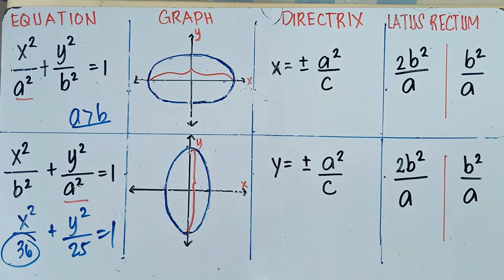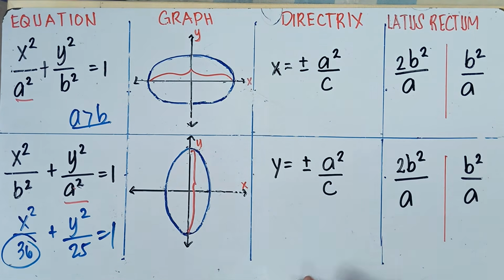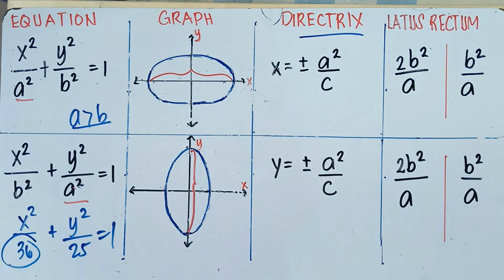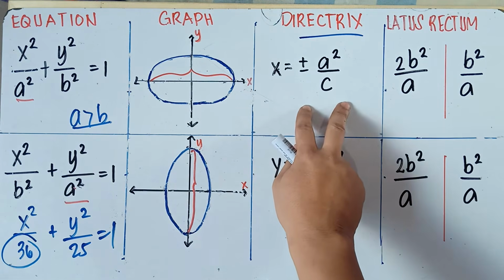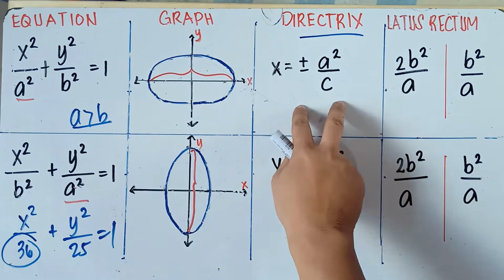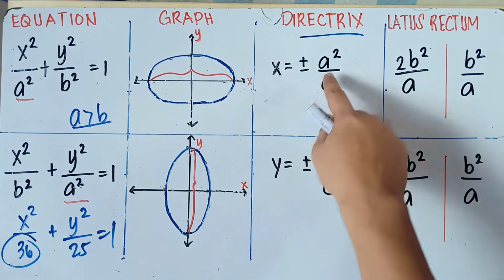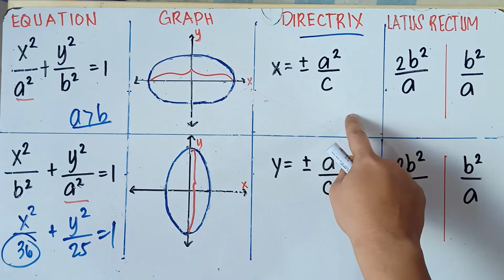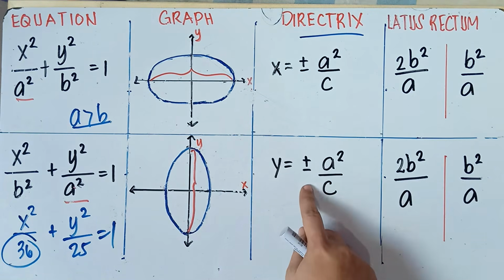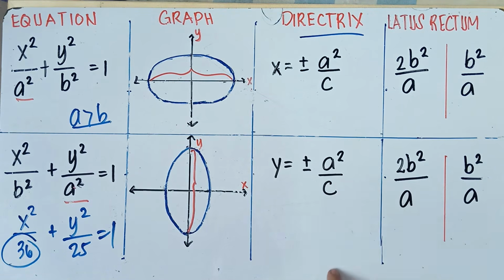Now let's talk about directrix. In this given ellipse, we have two directrix. We call that one in plural form directrices. So this will be our equation. If a is under x squared, this will be our equation: x equals positive negative a squared over c. And if a is under y squared, that would be y equals positive negative a squared over c.